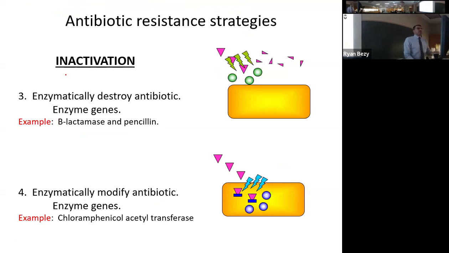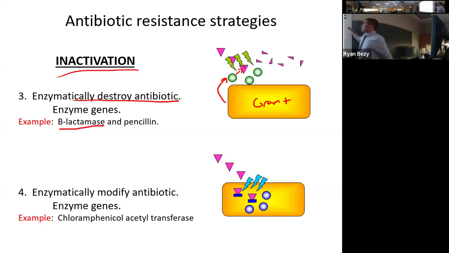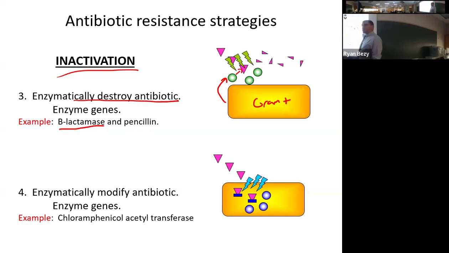Another resistance strategy is inactivation. They can do this in a couple different ways. They can enzymatically destroy the antibiotic. For instance, I might have a gram-positive bacteria here that makes an enzyme called beta-lactamase. Beta-lactamase will bind to penicillin in pink, and then it just chews it up into fragments. It secretes the beta-lactamase around itself in the environment, and that enzyme will enzymatically destroy any penicillin molecules it bumps into. That protects the cell from the penicillin.